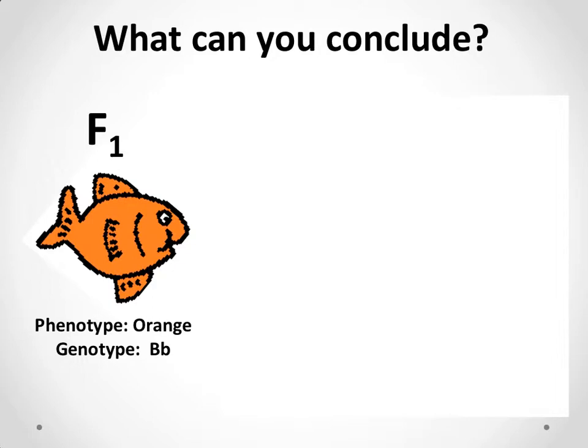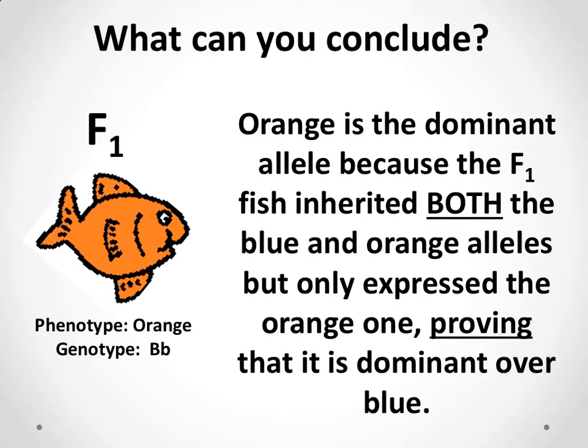How'd you do? Compare your response to mine. I conclude that orange is the dominant allele because the F1 fish, which were orange, inherited both the blue and orange alleles, but they only express the orange one, proving that it must be dominant over blue.